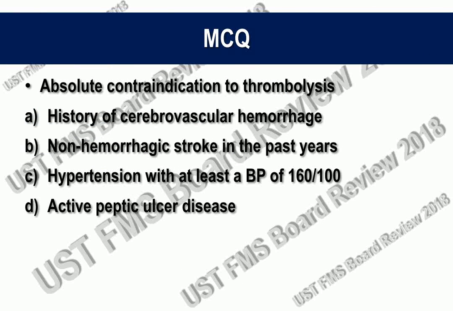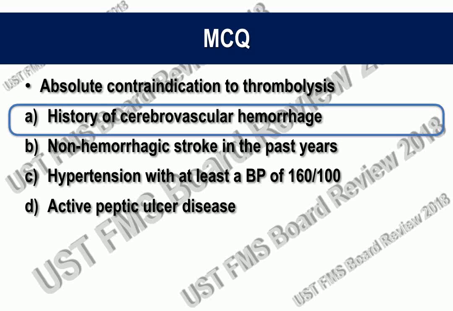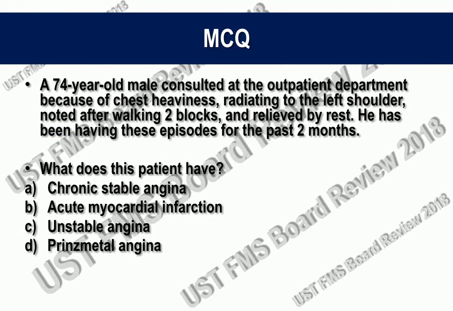What is the absolute contraindication to thrombolysis? So this is quite easy. The best answer, of course, is history of cerebrovascular hemorrhage. That is an absolute contraindication. The others below are relative contraindications.